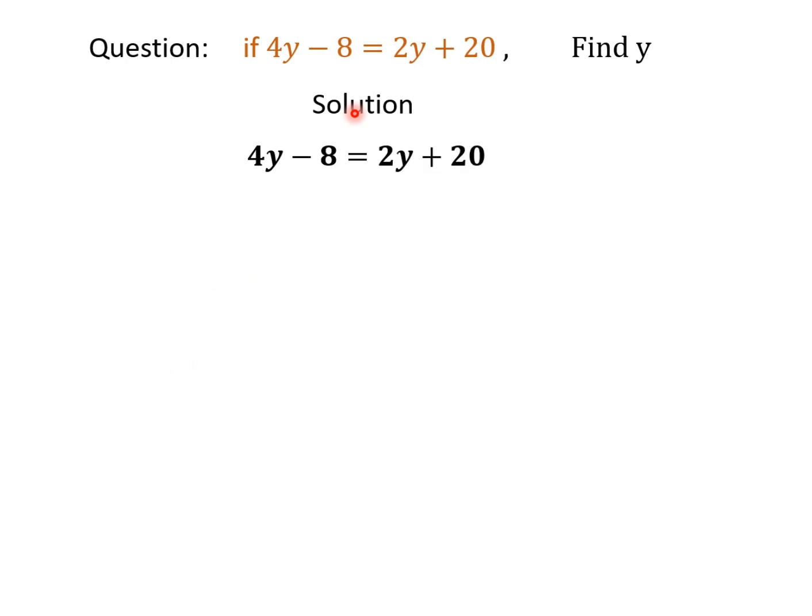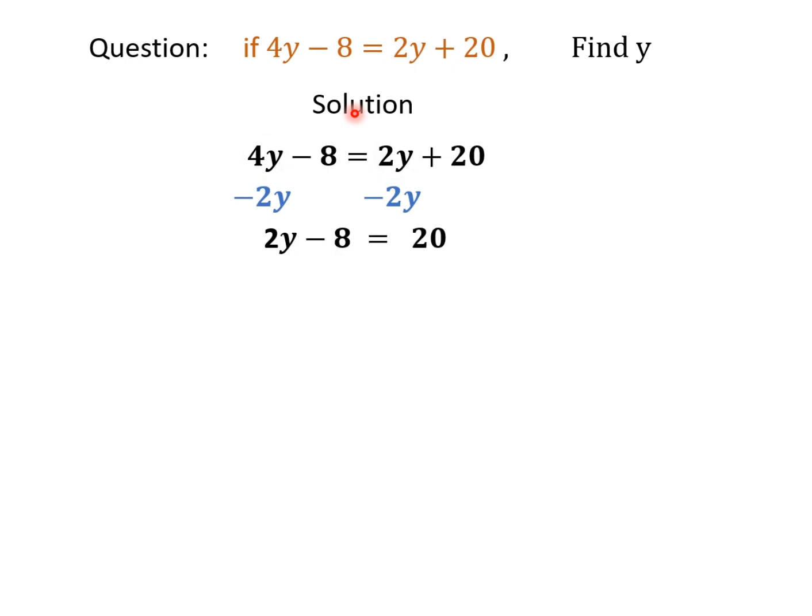What we need to do is to isolate the term with y, which in this case is 4y and 2y. So I'm going to add negative 2y to both sides. So the new equation becomes 2y minus 8 equals 20.